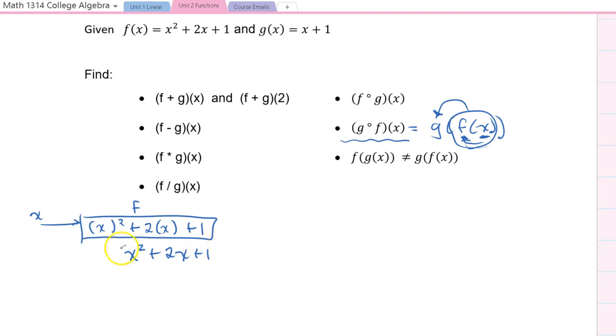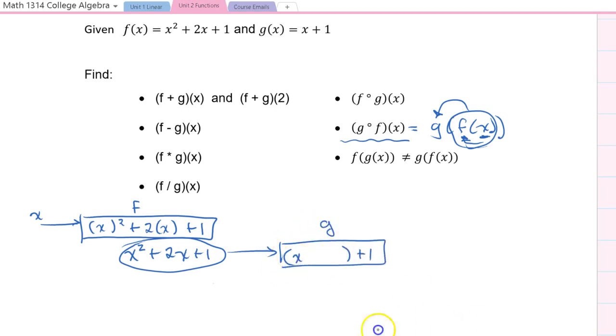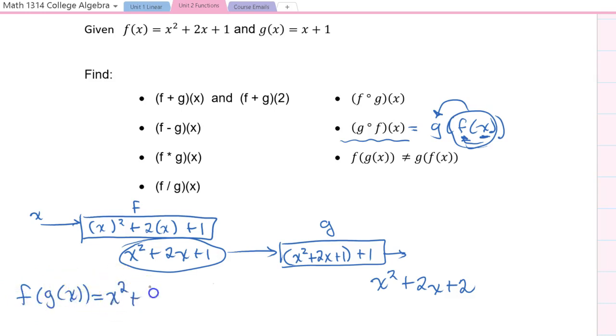Now let's insert this into the g function of parentheses plus 1, and the result is, in our parentheses, x squared plus 2x plus 1, and outside of our parentheses is plus 1. And this simplifies to x squared plus 2x plus 2. Notice the composed functions of f of g of x and g of f of x. f of g of x is x squared plus 4x plus 4, and g of f of x is x squared plus 2x plus 2. These functions are not the same.